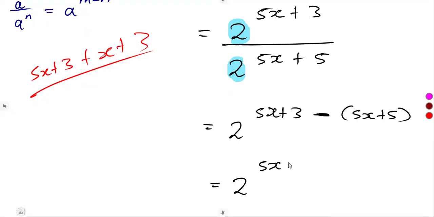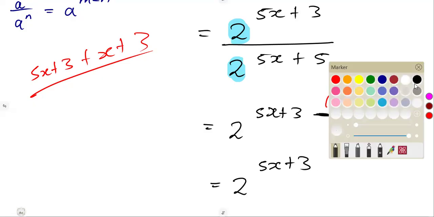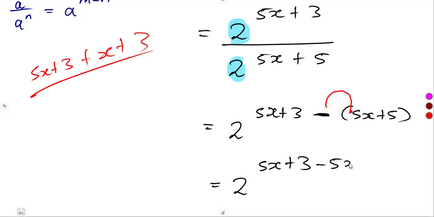So that was going to be 5x plus 3. Then the negative affects the 5x, so it will be negative 5x. The negative affects the 5 on its own, so it will be negative 5. So that's negative on 5x, negative 5x, and negative on 5, negative 5.